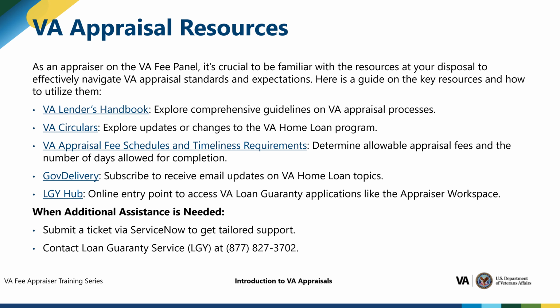These resources are available from the VA Home Loans website located at www.benefits.va.gov/homeloans. When additional assistance is needed, contact VA through the ServiceNow portal. Appraisers may also call Loan Guarantee Service at 877-827-3702, Monday through Friday from 8 a.m. to 6 p.m. Eastern Standard Time.